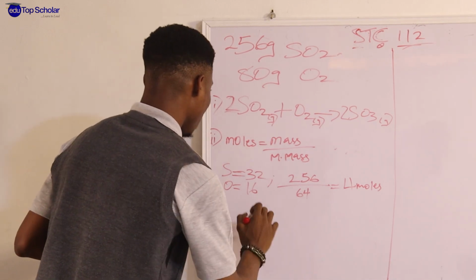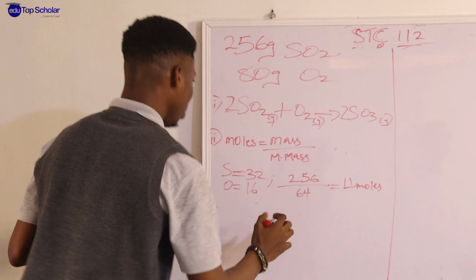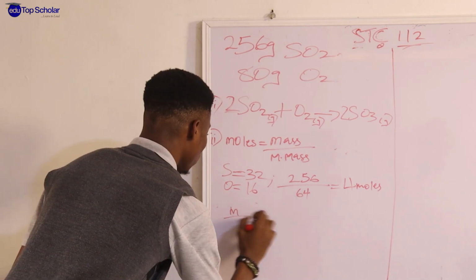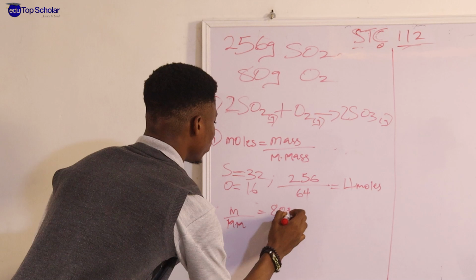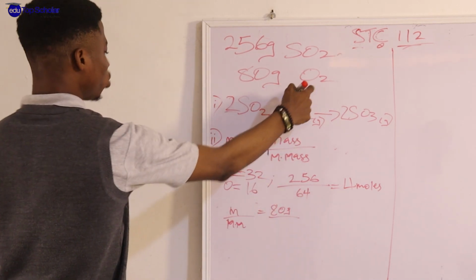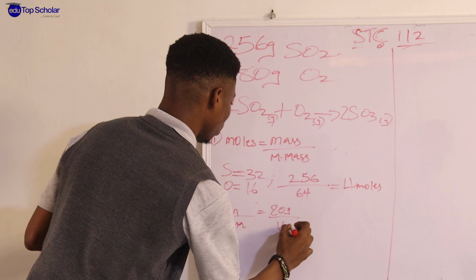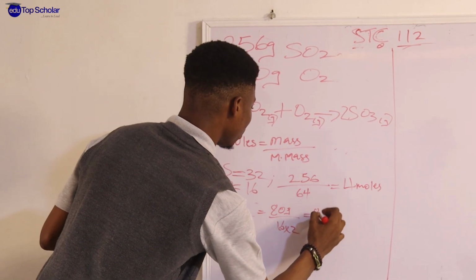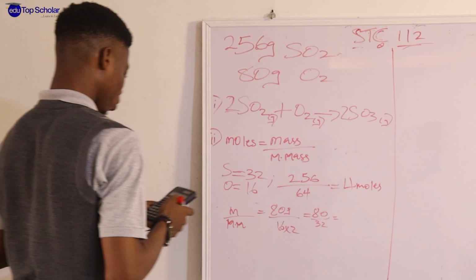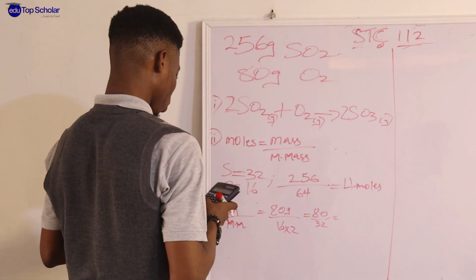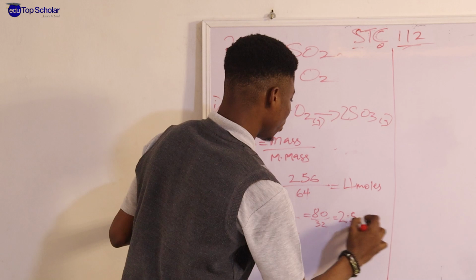For the second reactant, we have mass over molar mass. So our mass is what? 80 gram. Mass over molar mass. So that's 80 gram over the molar mass of O2, which is what? 32, 16 times 2. So that will give you 80 divided by 32, and that will give you 2.5 moles.